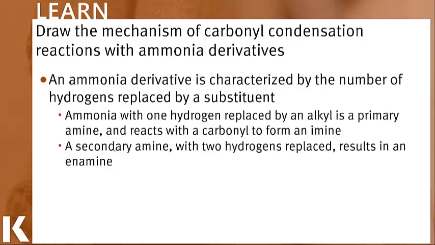Another definition that we need to get out of the way is what an ammonia derivative is. An ammonia derivative is characterized by the number of hydrogens that are replaced by a substituent. So if the ammonia has one hydrogen that has been replaced with an alkyl group, in other words, a nitrogen, two hydrogens, and some sort of alkyl R group, this structure is called a primary amine. When it reacts with a carbonyl, then this will be called an imine.